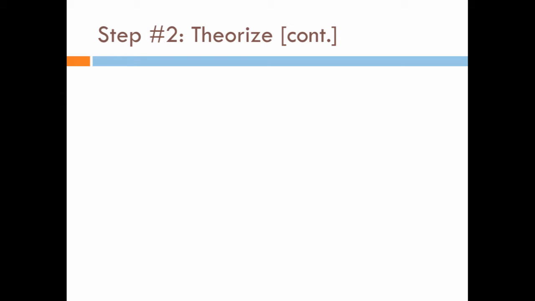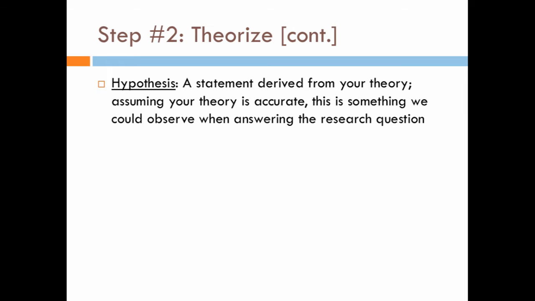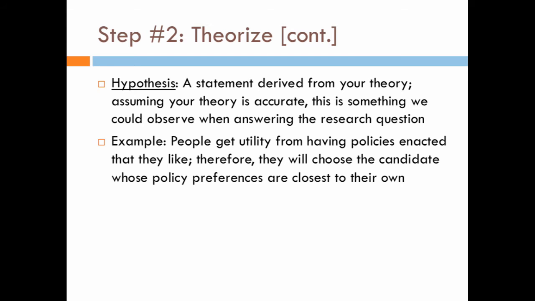Equipped with a theoretical framework, we then derive a hypothesis, which again is a statement derived from your theory, assuming that your theory is accurate. This is something we can observe when we're answering the research question. Put in more concrete terms, people get utility from having policies enacted that they like. Therefore, they will choose the candidate whose policy preferences are closest to their own.